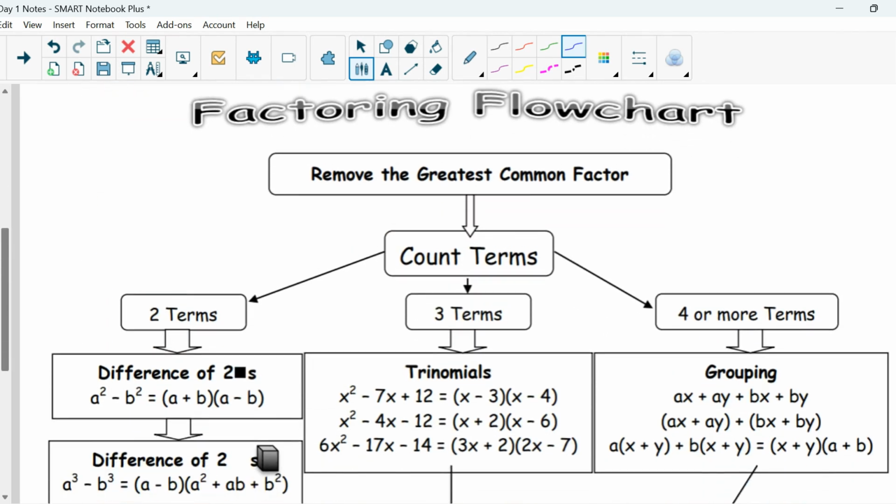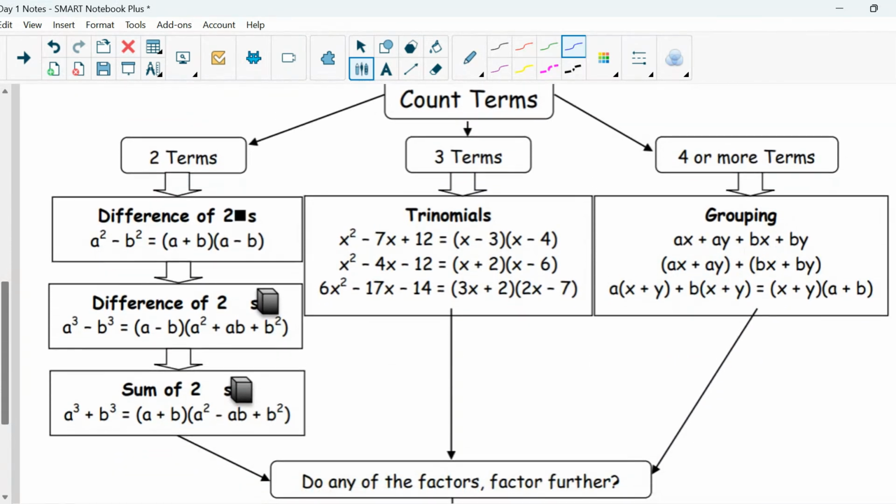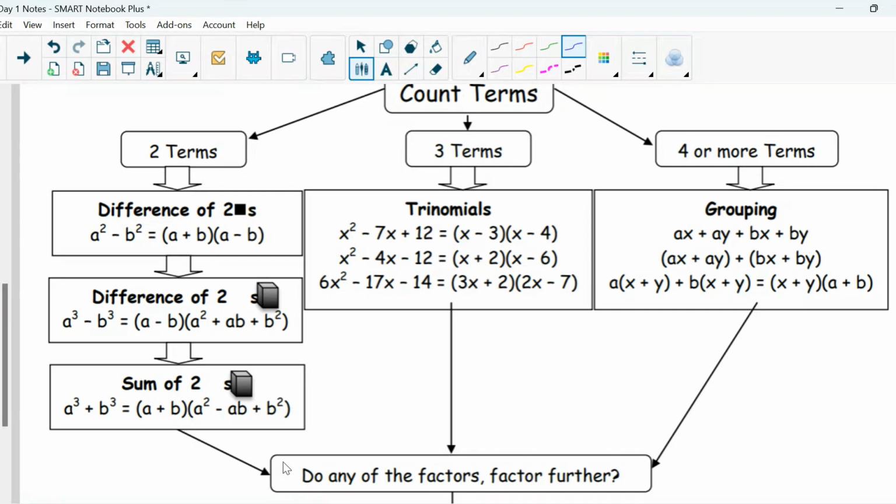Finally, factoring flowchart. Please copy this down somewhere in your notebook. It tells you all of your different options for factoring depending on the number of terms that you have. So take a little bit of time. Please copy this down. In class, we can finish the rest as a quick review before we get started in class.